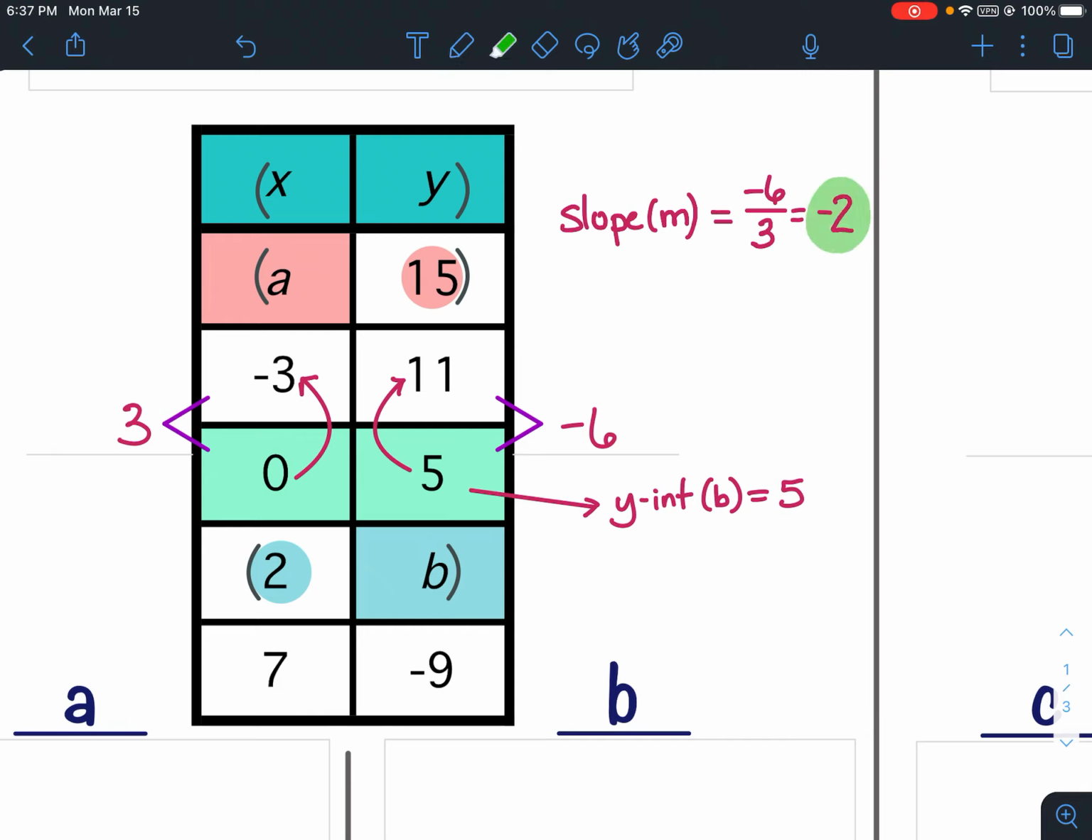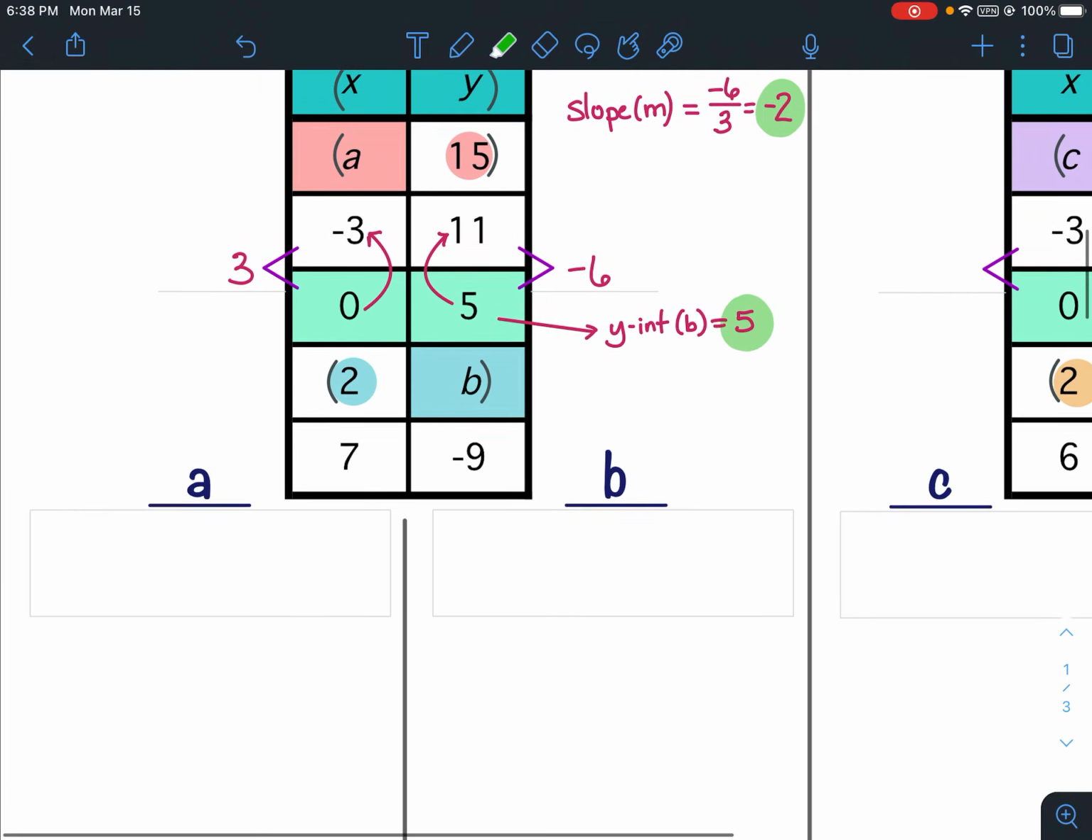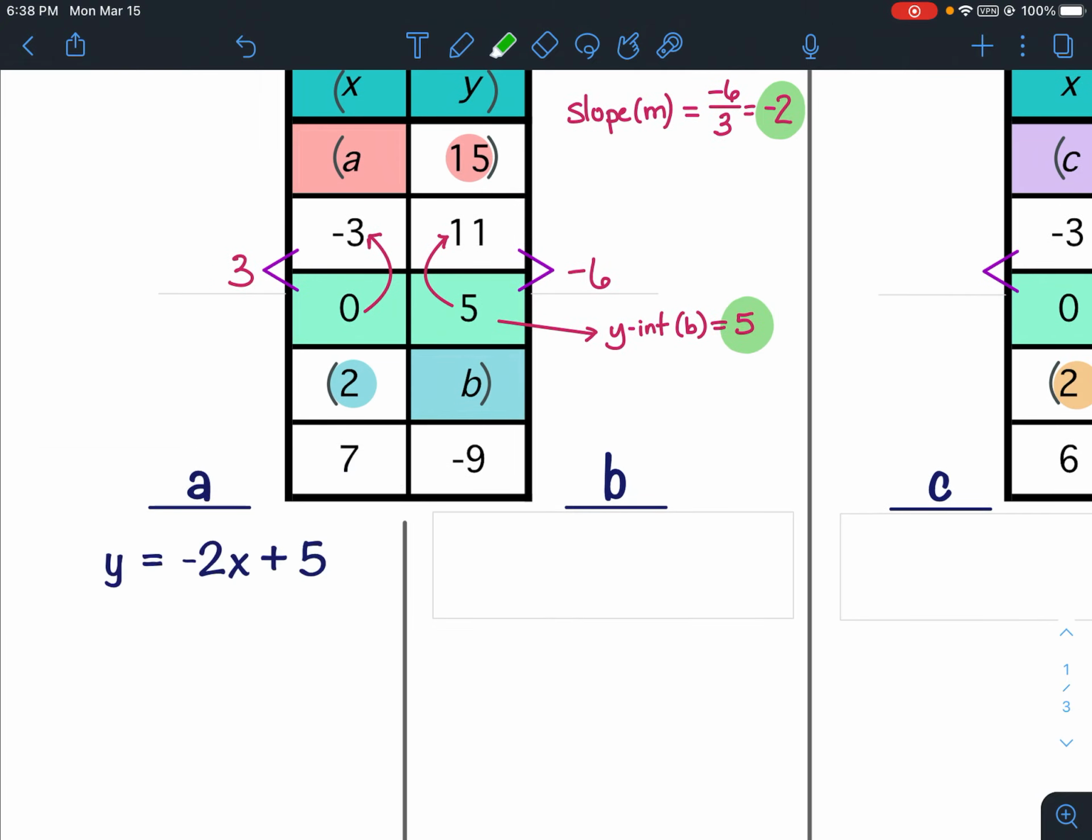So we're going to use this and this to write our equation. M goes in front of x, b goes behind x. Slope is the coefficient of x, and b is the constant behind x. So our equation is going to look like y equals -2x plus 5. And I need that equation twice because I'm going to find a and b. So pause your video, get all that written down.